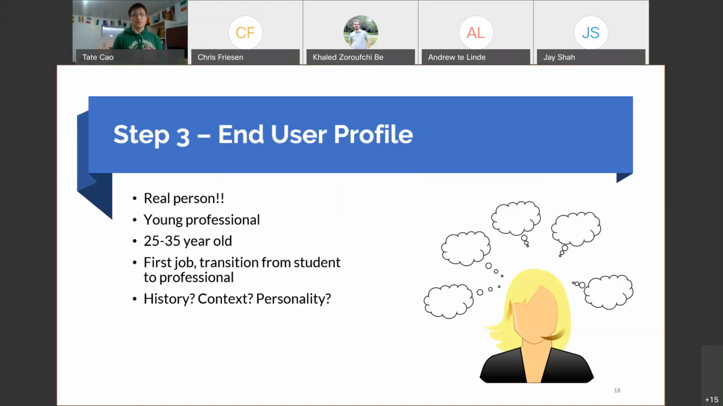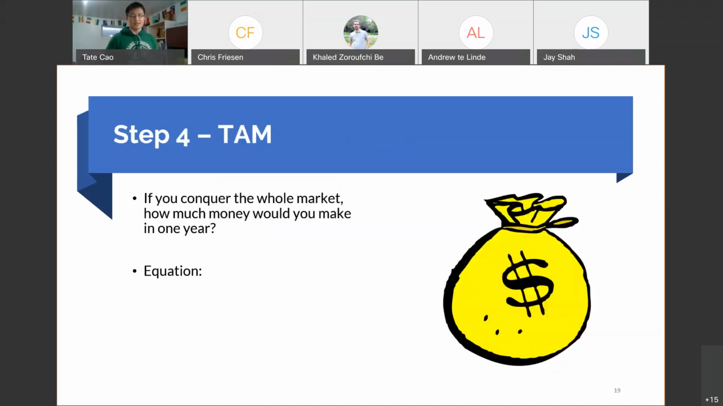And so for this case, my example might be someone like you find a real person, and most of them are within 25, 35-year-old, first job, transition from student to professional, right? So then you use those to help you understand. And then from there, you actually need to ask them how much would they pay to solve that problem.